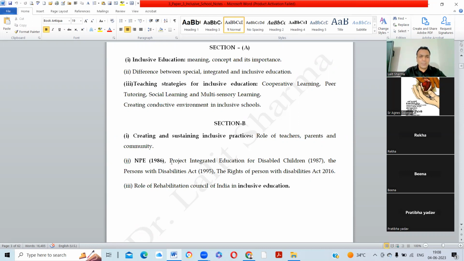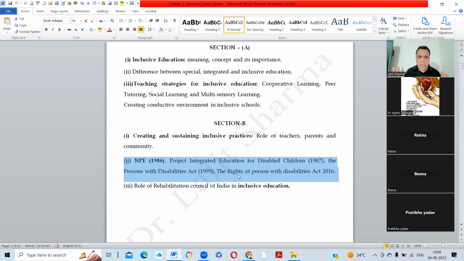Then in the second, NPE 1986, Project Integrated Education for Disabled Children 1987, the Person with Disability Act 1995, and the Rights of Persons with Disabilities Act 2016. So guys, these are the acts for disabled persons or inclusive persons. We have to talk about what the National Policy of Education 1986 says, what IEDC, Integrated Education for Disabled Children 1987 says, and the Person with Disabilities Act 1995, the Rights of Persons with Disability 2016. You have to remember this in this paper, right?